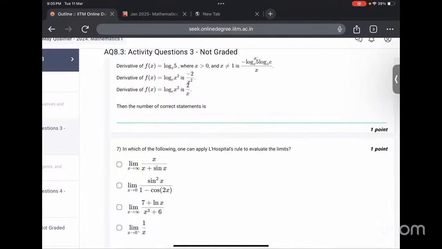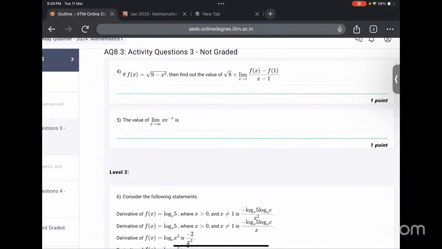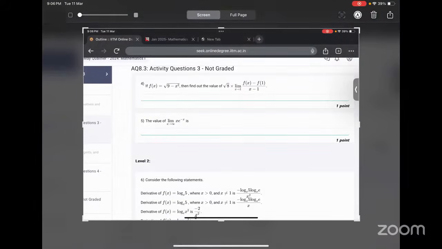Ma'am, 1 second, ma'am. In the earlier question, when you differentiated 9 minus x square, can you just do the derivative of f of x once again? I missed that part. f dash x will be, first we have to do the derivative of root, 1 over 2 into root over 9 minus x square, right? Then again we have to do the derivative of this part. So this will be minus 2x. Okay?